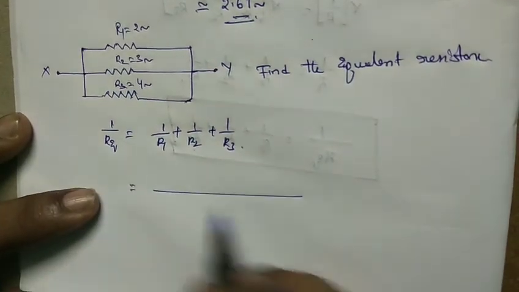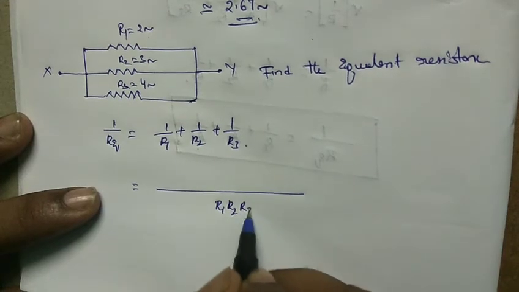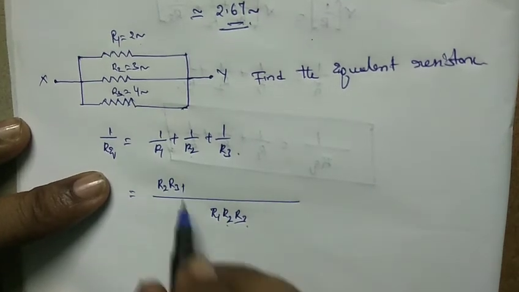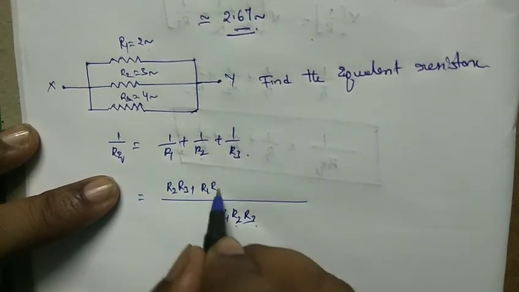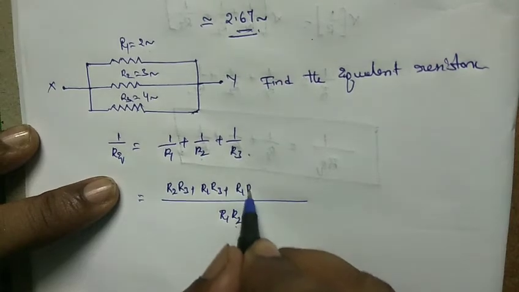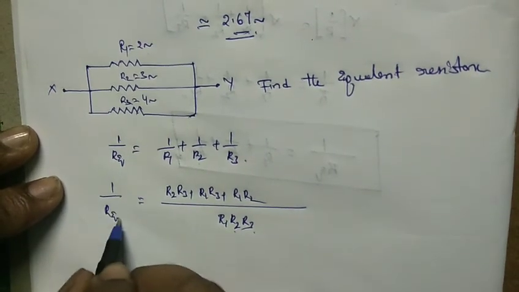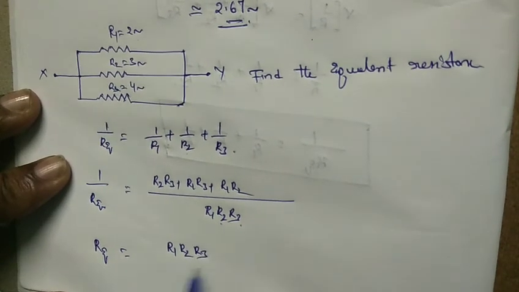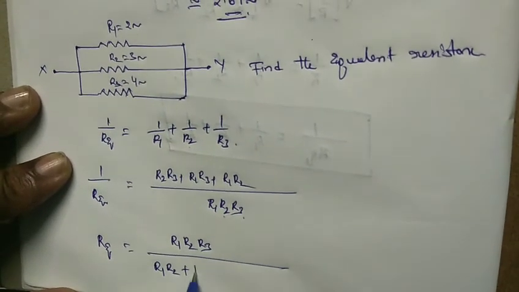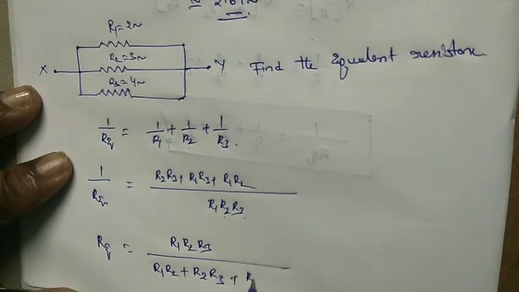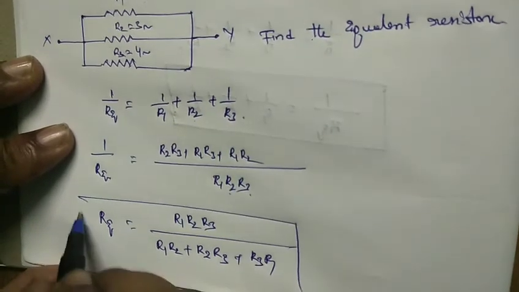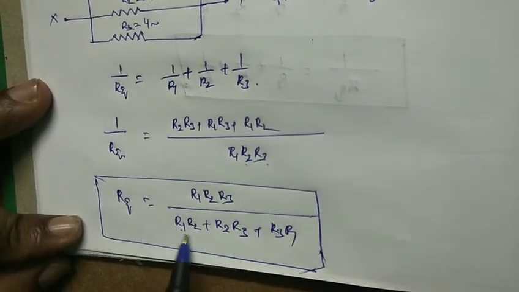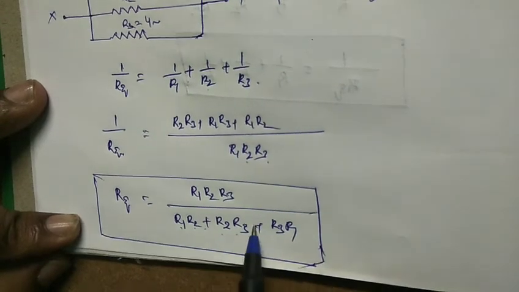So what is the LCM here? R1, R2, R3. R1 goes R2 R3 times, plus R2 goes R1 R3 times, and R3 goes R1 R2 times. That is 1 by R equivalent. So R equivalent equals R1 R2 R3 by R1 R2 plus R2 R3 plus R3 R1. So for three resistances in parallel, we use this formula.